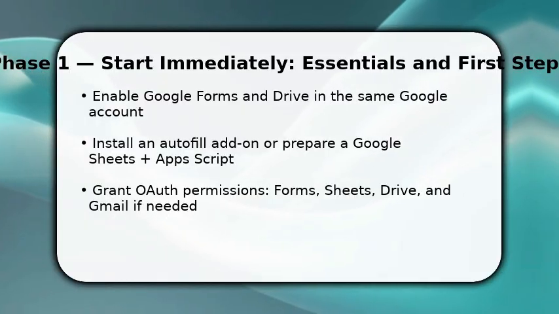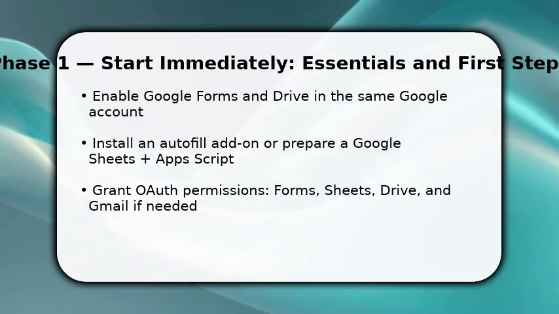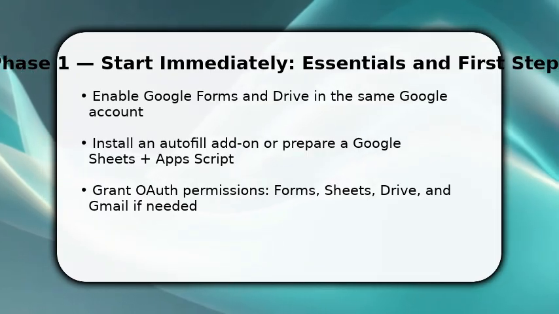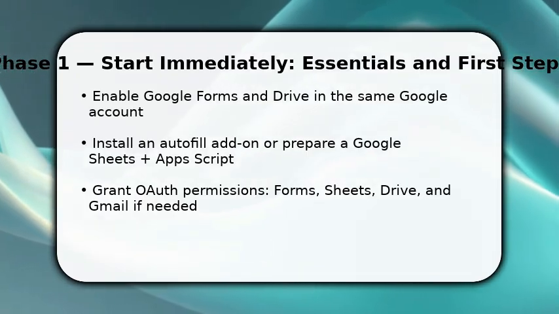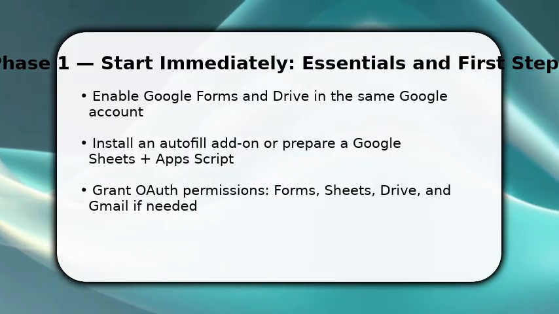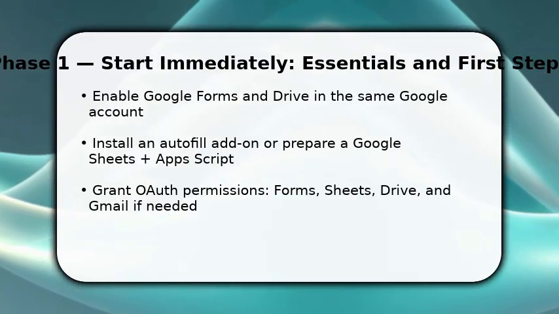Next, choose whether you'll use a browser add-on or a custom Google Sheets plus Apps Script flow. Each needs specific permissions. Once done, install the add-on or create a blank sheet linked to the form, then open Script Editor and accept OAuth prompts to allow Forms and Drive access. This authorization prevents permission errors later.